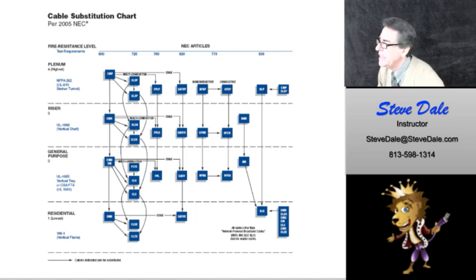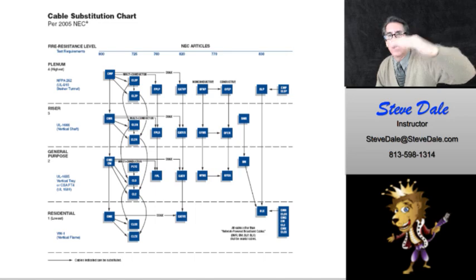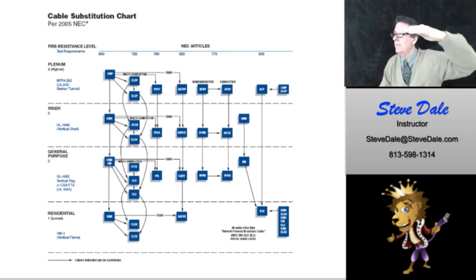Okay, like CMP, that's communication. CM means communication, P means plenum. Okay. CMR means riser, communication riser. So you've got the acronym first, and then you've got the fire retardancy last. So P is the top.